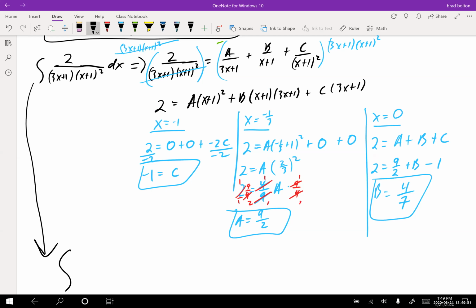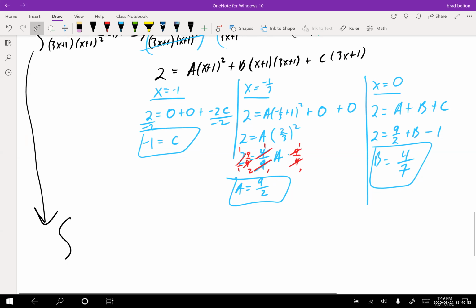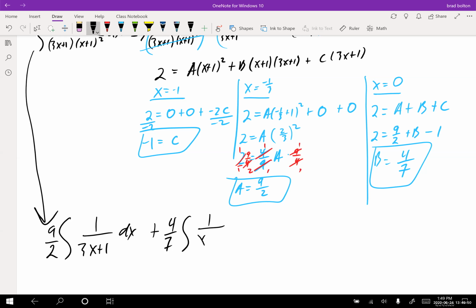So now we're going to say that A over 3x plus 1, but we know A is 9 halves. So I'm going to put the 9 halves out here. 1 over 3x plus 1 dx. And this just makes our lives a little bit faster. We know B is plus 4/7 integral 1 over x plus 1 dx minus integral, that's C, right? C is negative 1 over x plus 1 quantity squared dx. So it's kind of similar to what we did in the previous problem.